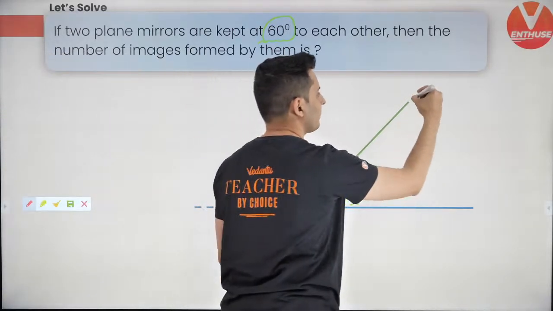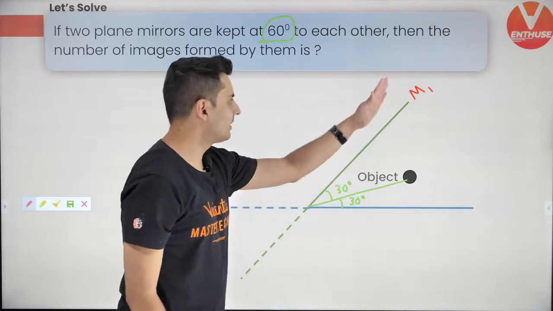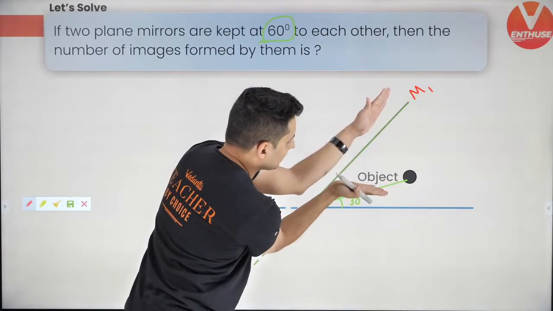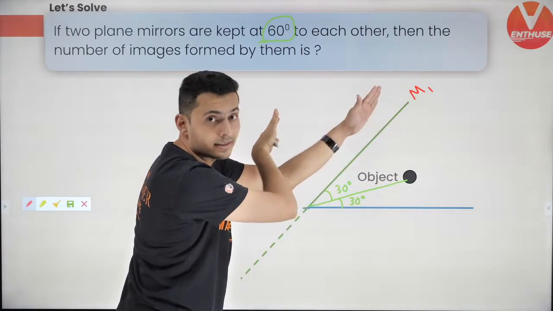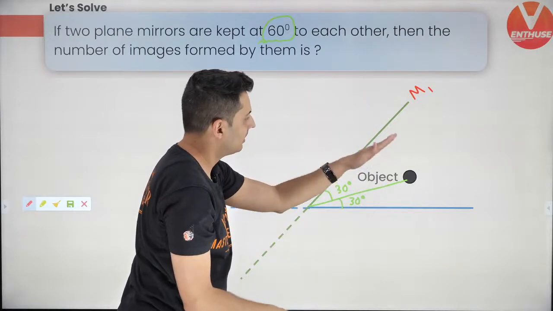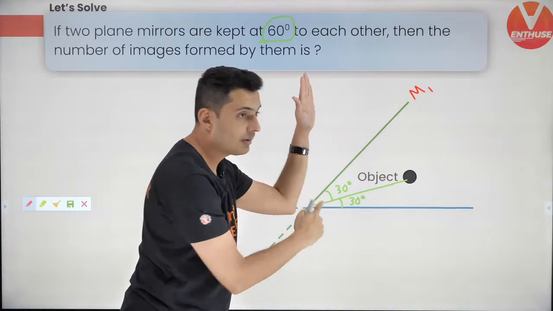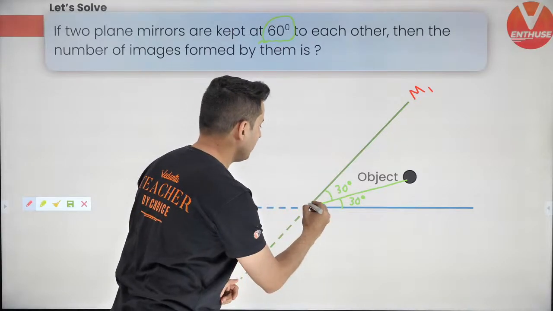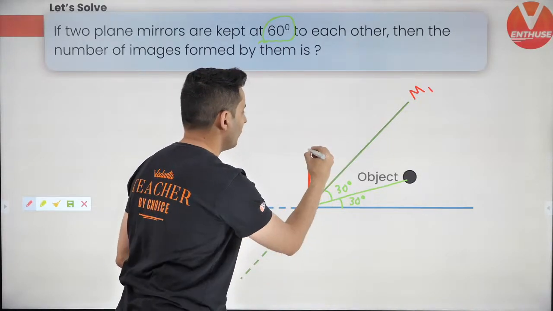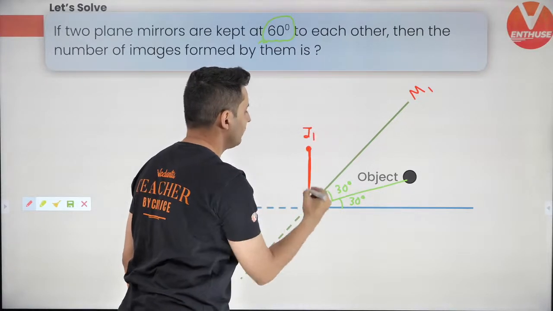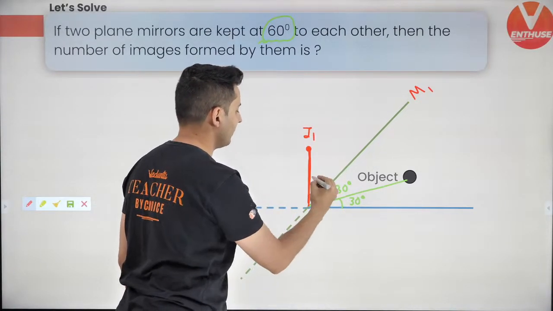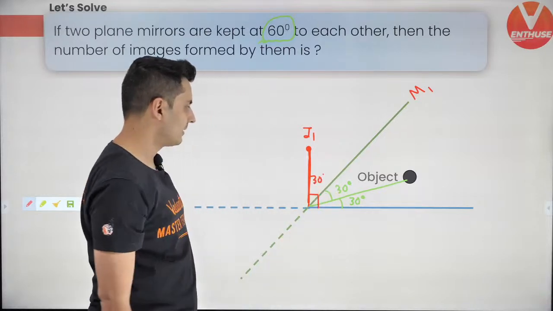Take this mirror M1. For this object, the image will be formed 30 degrees behind. This is the object. The reflection will happen 30 degrees behind. Now 30 plus 30 plus 30 will be 90, so it should be perpendicular. So the object's image number 1 will be formed here, and this will be perpendicular. And this will also be 30 degrees.